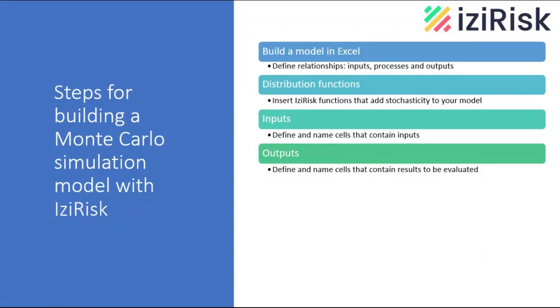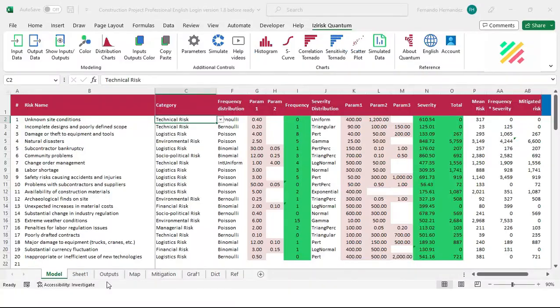Step 4. Define outputs. This is the step where we define and name those cells that contain the results that we want to be evaluated. Notice first on column C, that each one of the 20 risks has been categorized into one out of 6 different segments: technical, logistics, environmental, managerial, financial or socio-political. This will allow us deeper analysis for groups of risks.